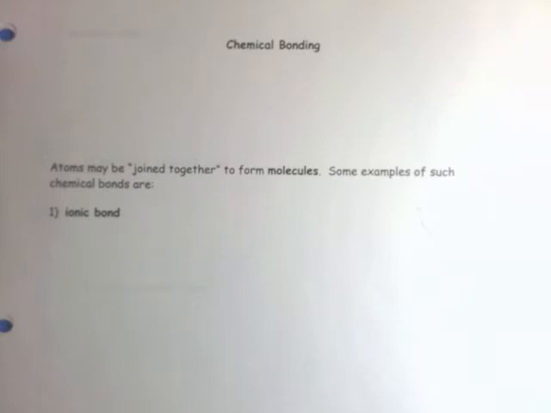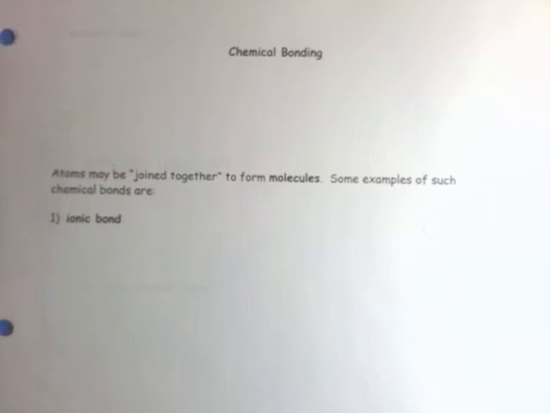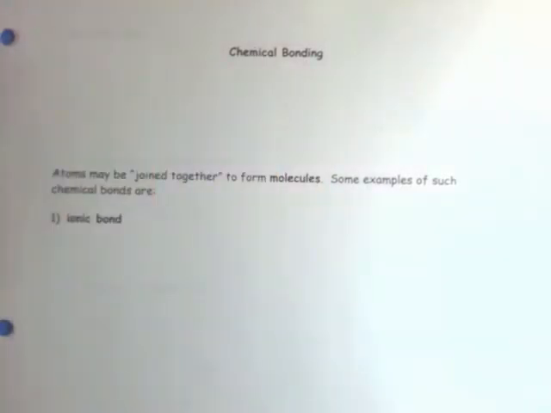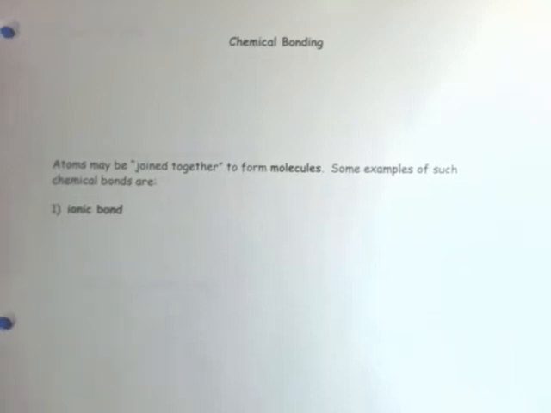The answer to that question, how do you put them together, is chemical bonding. There are different kinds of chemical bonds. One type of chemical bond is called an ionic bond. And to understand the ionic bond, you need to go back to what we did pretty recently. We talked about ions. So let's do a quick review of that.